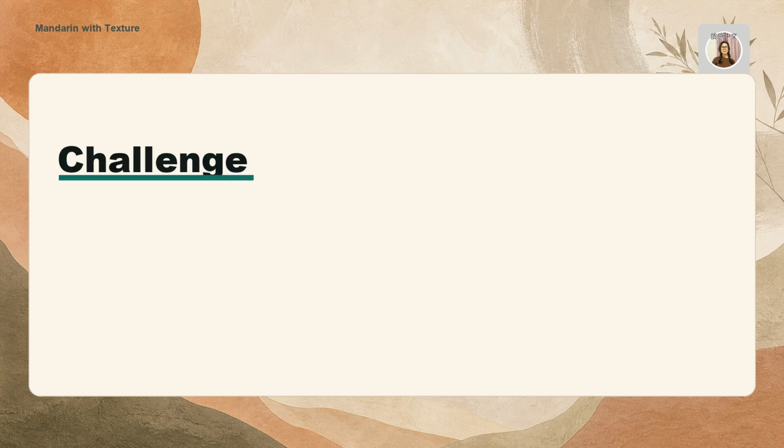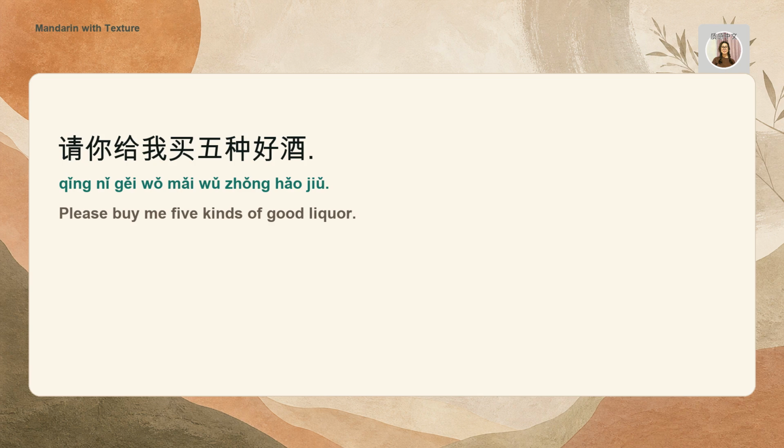Here is a small challenge. How would you read this sentence? 请你给我买5种好酒. First, divide it into groups. Then use your third tone muscle memory.